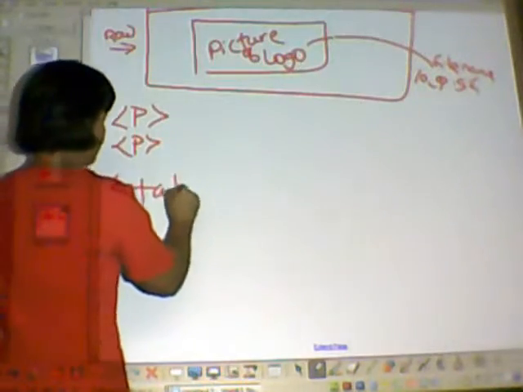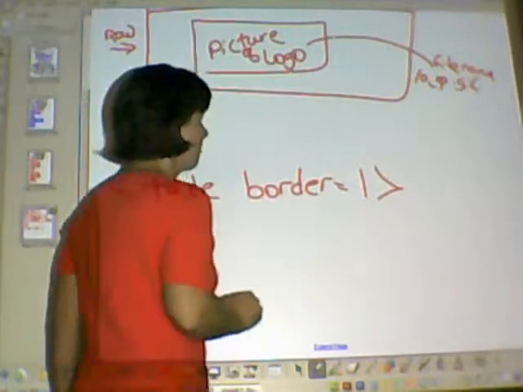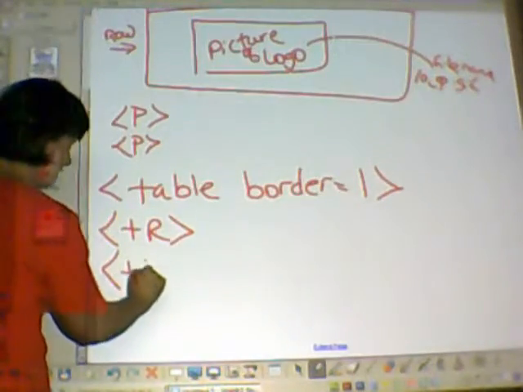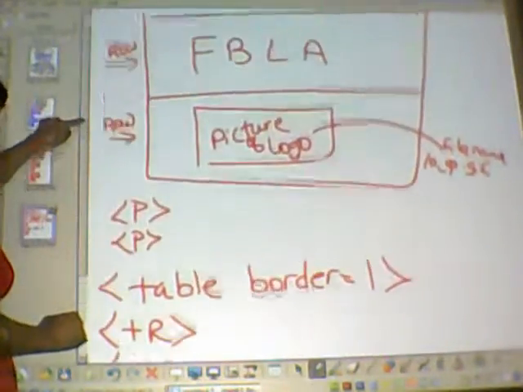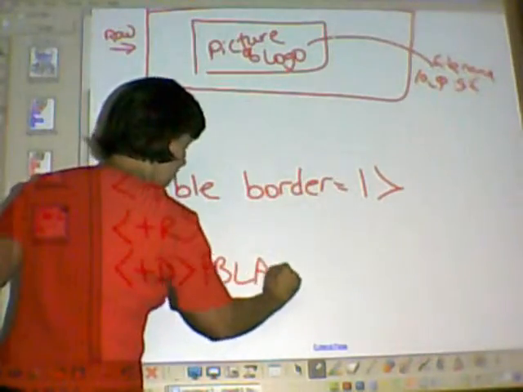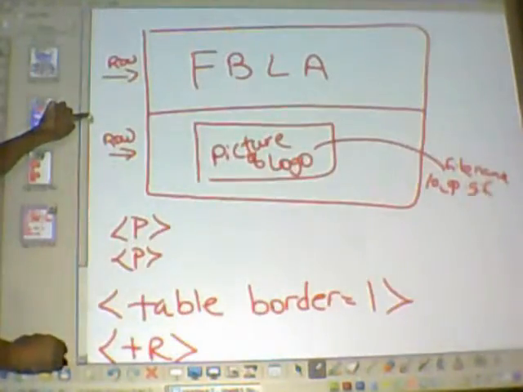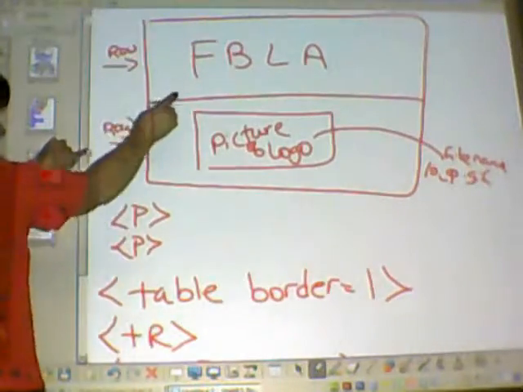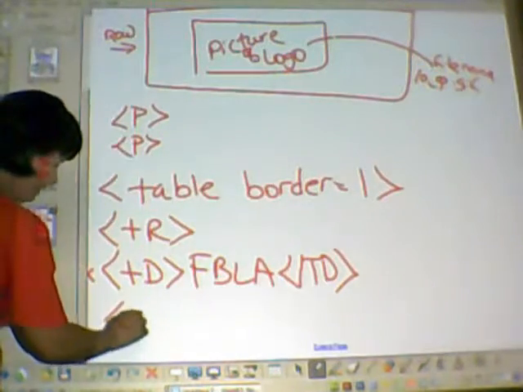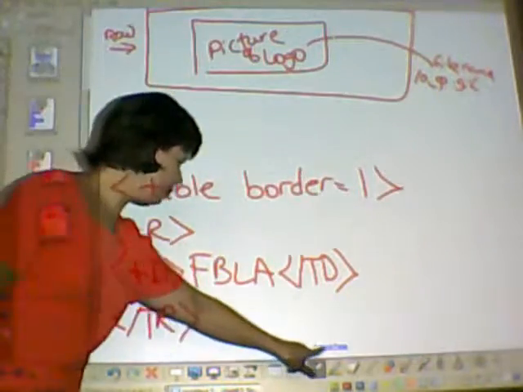Okay, so we'll start table, border equals 1. We got a table row. In that table row, we got table data. And what's that table data say? FBLA. I'm done with my table data. Am I done with my table row? You didn't end it. Well, I ended my table data. Am I done with my table row? Yeah. So now, Sam, I want to end my table row. You understand? Okay. Am I ready for my next table row?